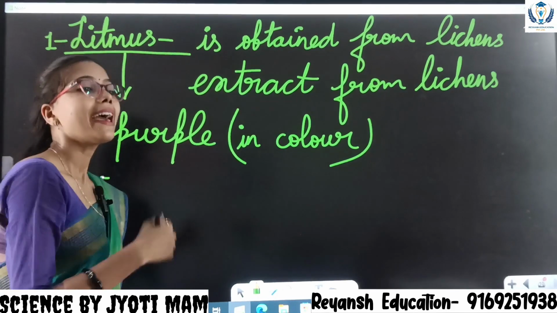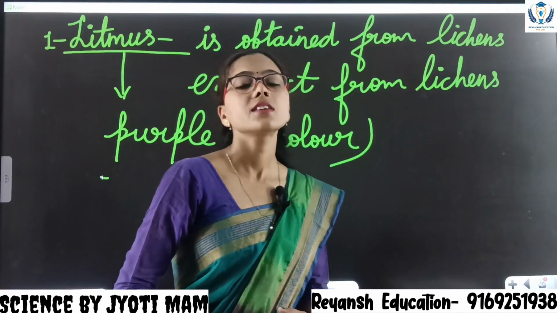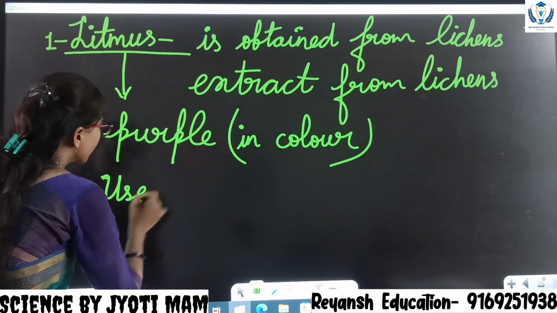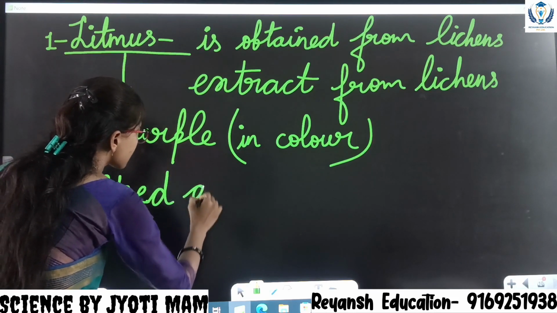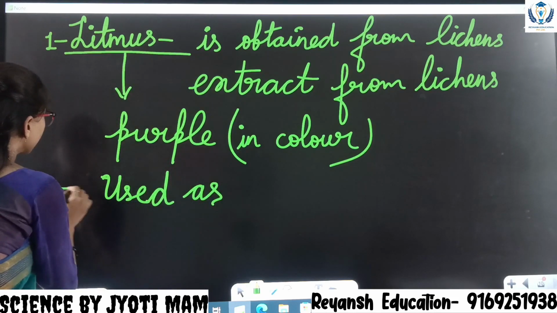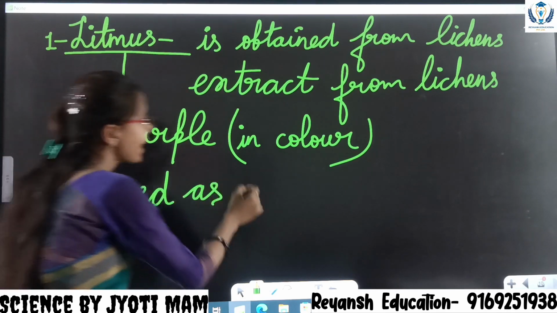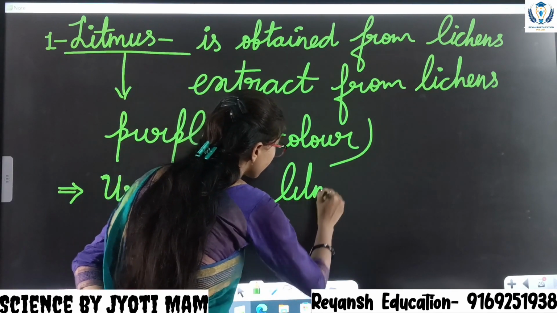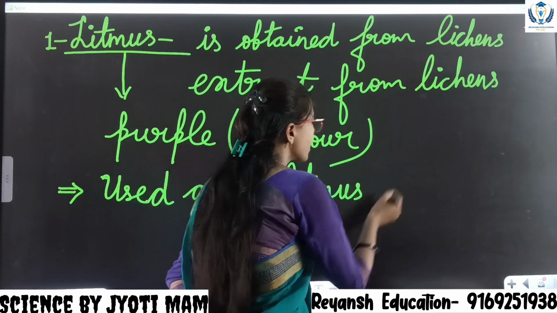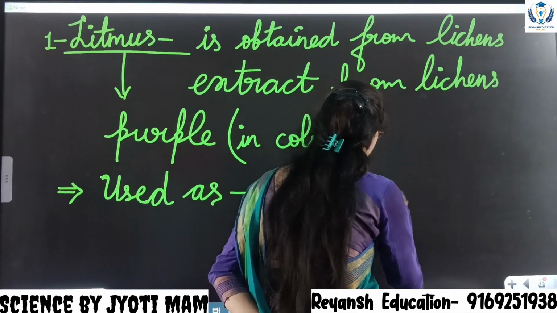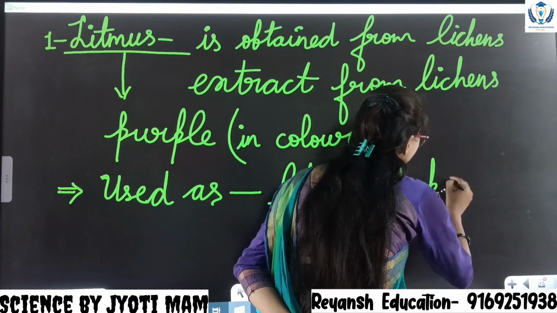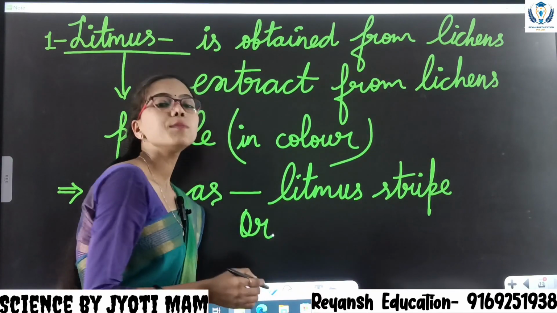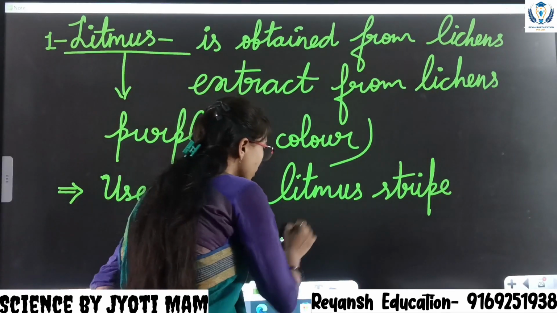And litmus is used as a litmus strip or paper. So we can say litmus is used as litmus paper or strip, that is litmus strip, or it can also be used as litmus solution.